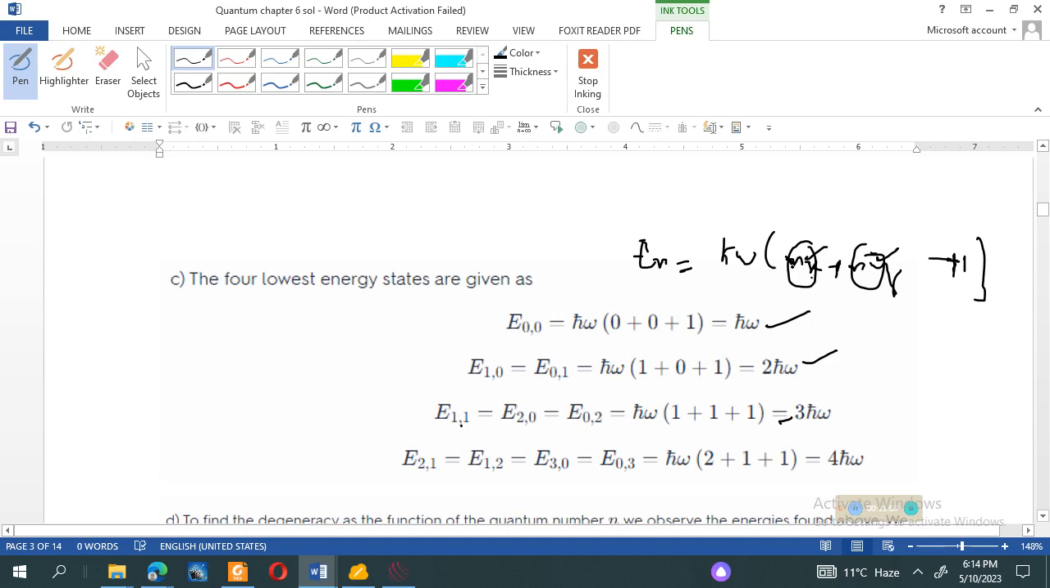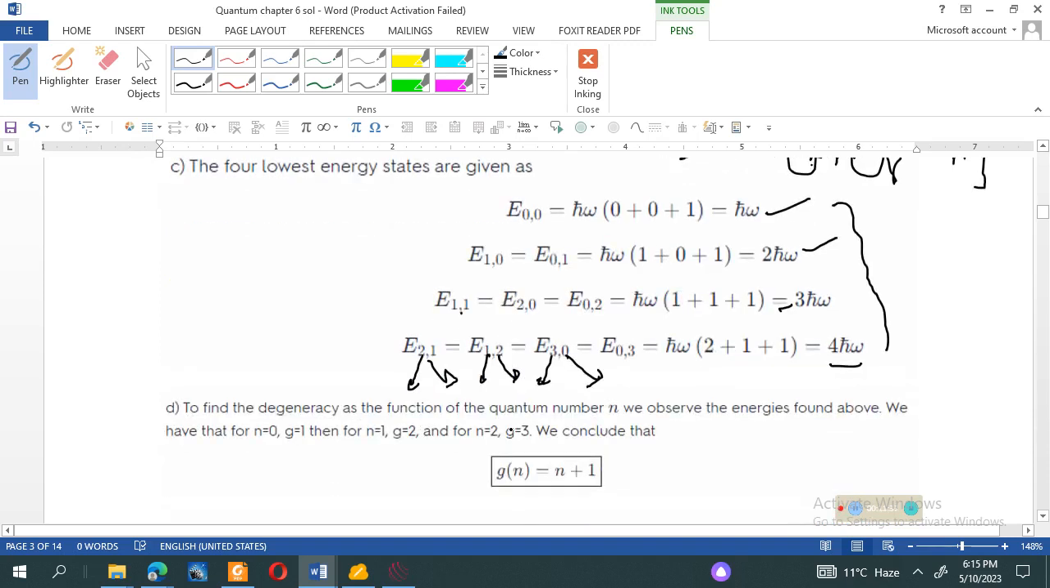And similarly, when we put nx equal to 2 and ny equal to 1, or nx equal to 1 and ny equal to 2, similarly we can put nx equal to 3 and ny equal to 0, and again similarly. For these the result will be equal to 4ħω. These are the 4 lowest energy states.